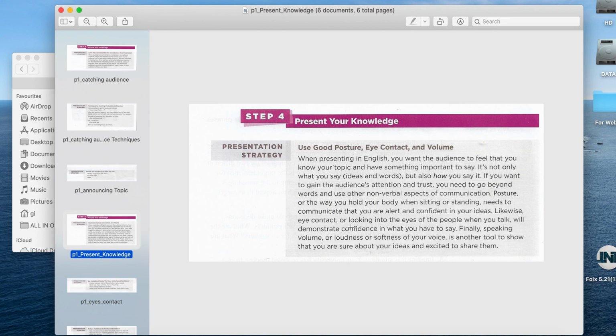Posture is the way you hold your body when sitting or standing. It needs to communicate that you are alert and confident in your ideas. So that means, look at Eliane. Look at her posture. She's like this. You see, your body communicates.